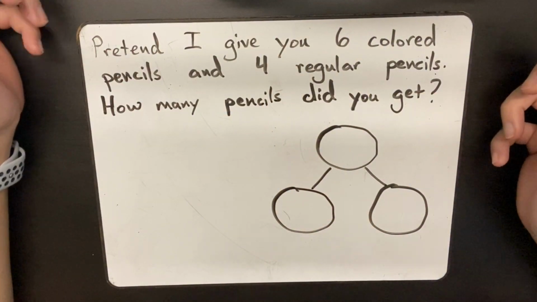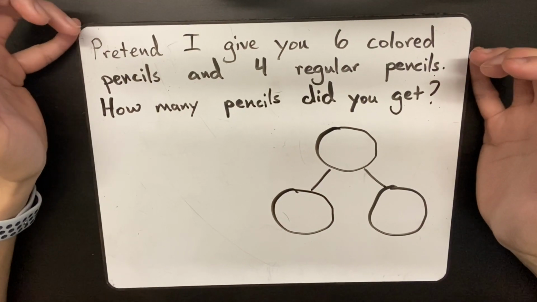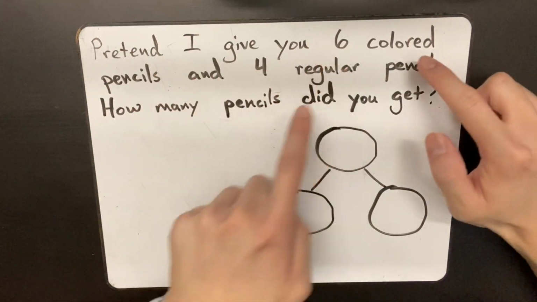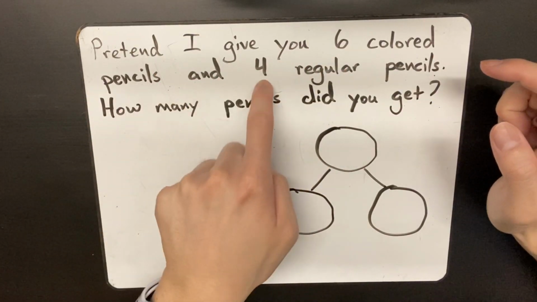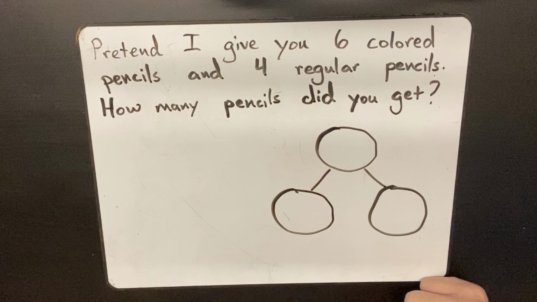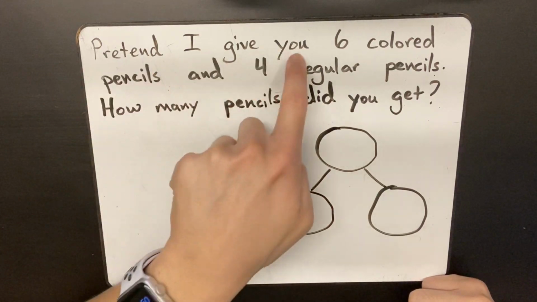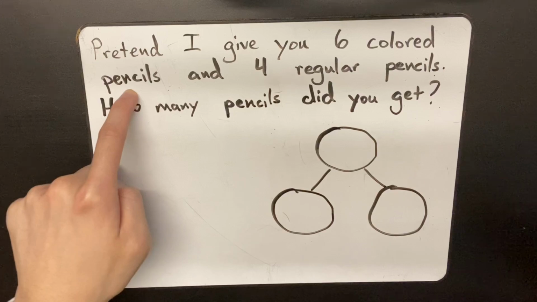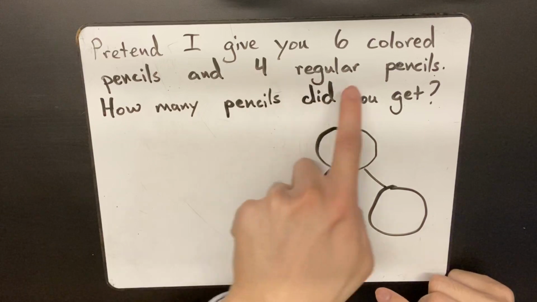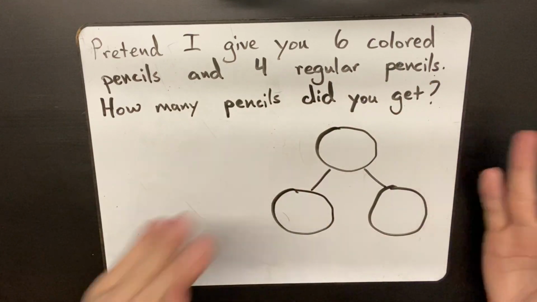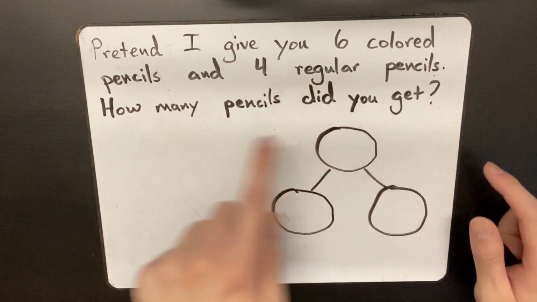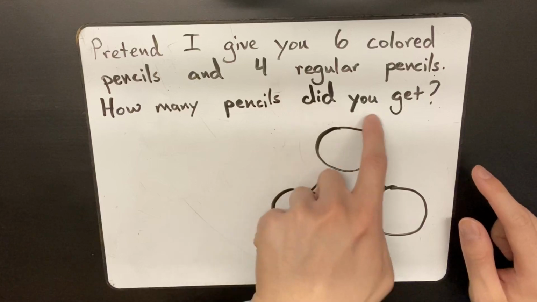Okay, we're gonna move on to our application problem now. Ready? So I'm gonna read this part and make sure you have that piece of paper and something to write with, okay? Pretend I give you 6 colored pencils and 4 regular pencils. How many pencils did you get? I'm gonna read it one more time. Pretend I give you 6 colored pencils. How many colored pencils? 6 colored pencils. And 4 regular pencils. How many regular pencils? 4 regular pencils. Okay, 6 colored pencils and 4 regular pencils. How many pencils did you get?